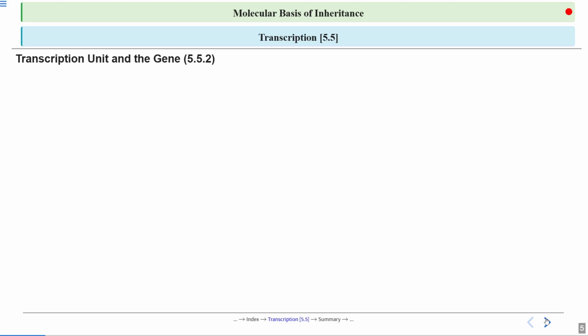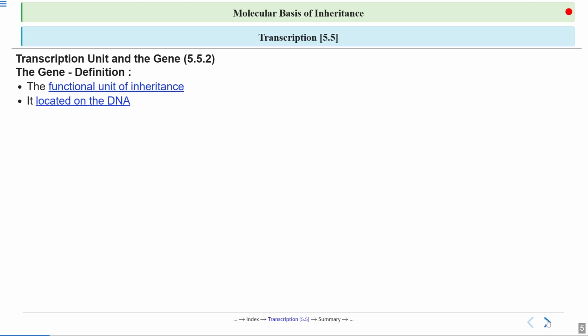First is transcription unit and genes. If someone asks us to define what is a gene, what are we going to say? We are going to say that a gene is the functional unit of inheritance. The gene is the content which is going to be transferred to the progeny. Gene is something that is going to transfer the inheritance to the upcoming progeny. So this is the functional unit of inheritance.